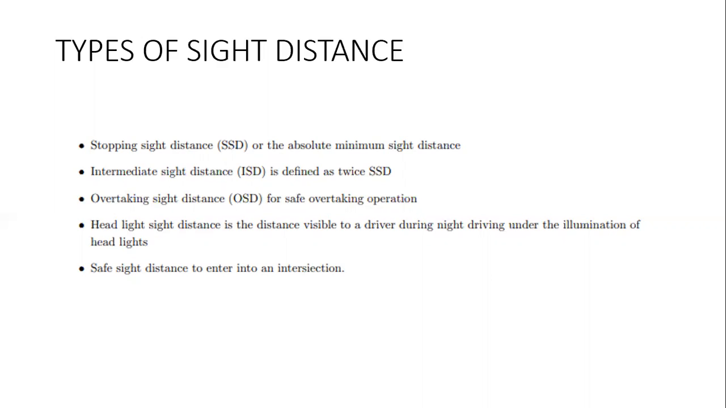Hope you understood, right? I'll just repeat once again. When you're driving a vehicle, you see an obstruction either in the form of a cat or dog or whatever it is, or it may be another vehicle. You should have a sufficient sight distance to safely stop your vehicle. What do we mean by safely stopping? You should not collide with the obstruction. That sight distance is called the SSD or the absolute minimum sight distance.